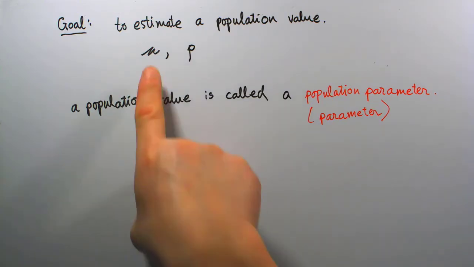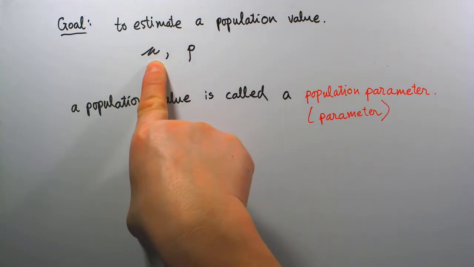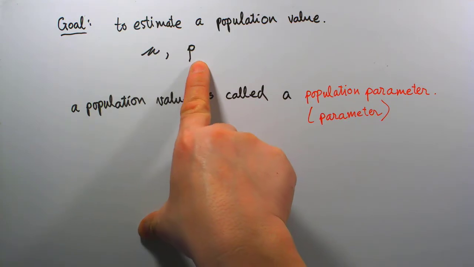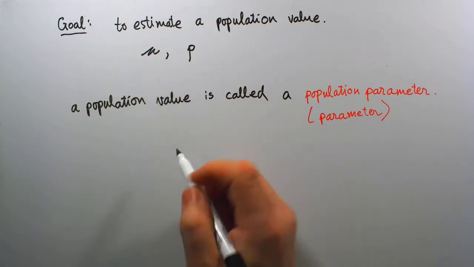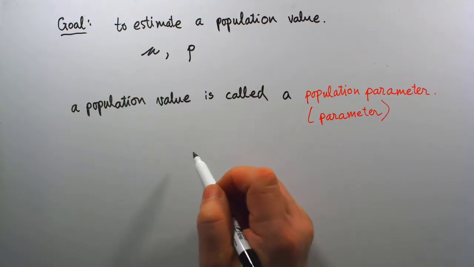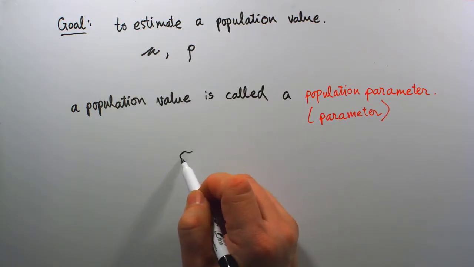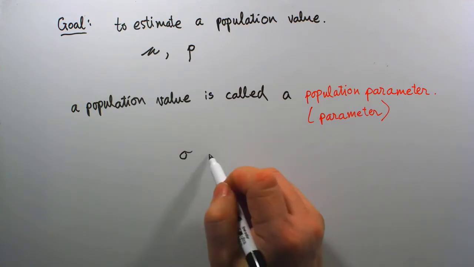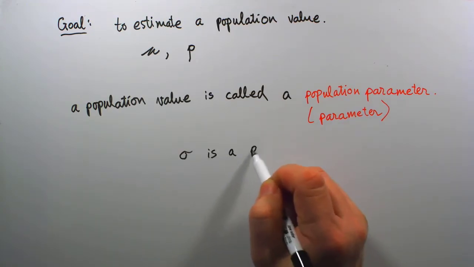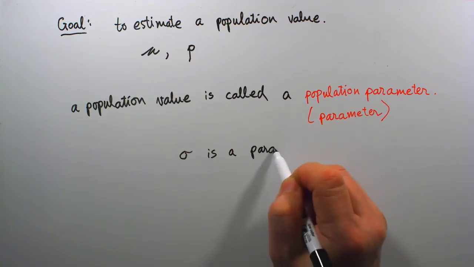So mu is a population parameter, p is a population parameter, and you have seen in your earlier studies that we can also have a population standard deviation. This is also a parameter because it's a population value.